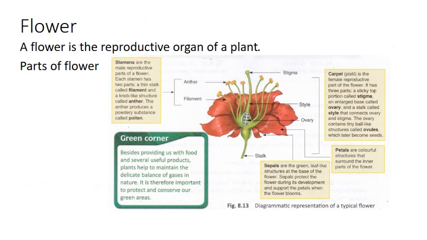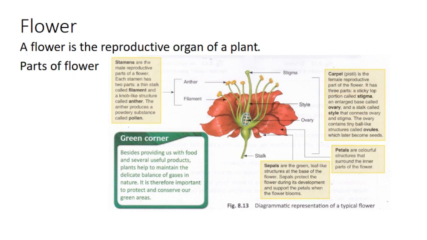Flower. A flower is the reproductive organ of a plant. When we discuss parts of a flower, we discuss stamens. Stamens are the male reproductive parts of the flower. Each stamen has two parts, a thin stalk called the filament and a knob-like structure called the anther. The anther produces a powdery substance called pollen.